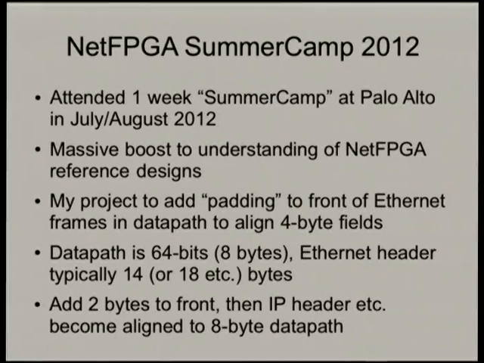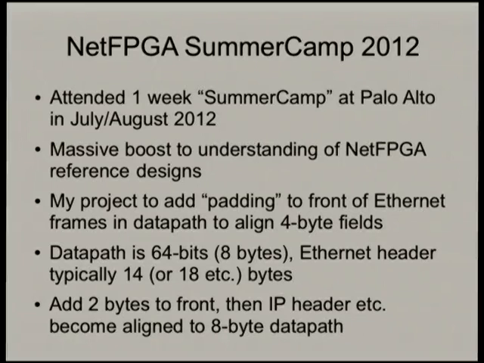So with this summer camp I attended, we had to do a project, and one of the things that I learnt very early on is that there's this 64-bit data path or 8-byte data path. The frames arrive from Ethernet and just go straight through this data path. The first header in an Ethernet frame is the Ethernet header, which is generally 14 bytes, or it could be 18 if it's got VLAN tags. But it's not a multiple of 8. It's a multiple of 2.